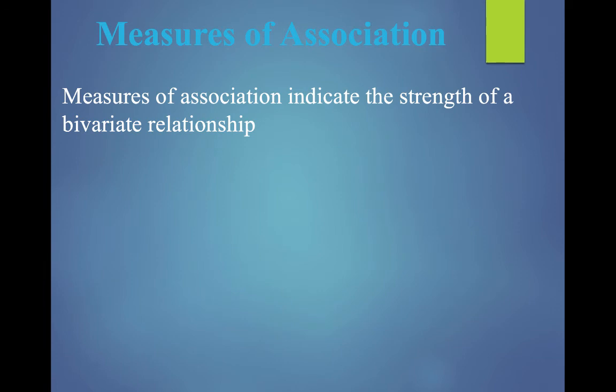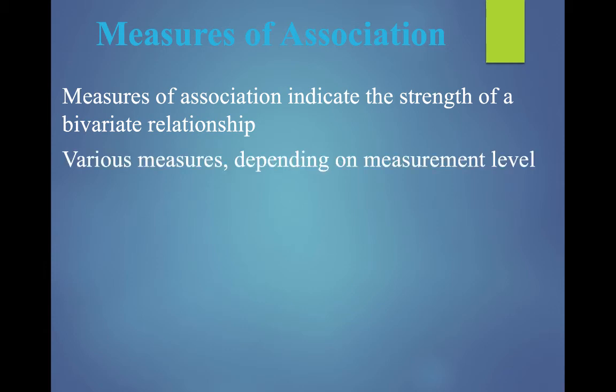All right, so going to measures of association. Measures of association indicate the strength of a bivariate relationship. So the strength of a relationship is another way to think of associations. And there are various measures depending on your measurement level. So percentage difference is somewhat of a more crude measure, right? There's also Cramer's V, the coefficient for 2x2 tables.